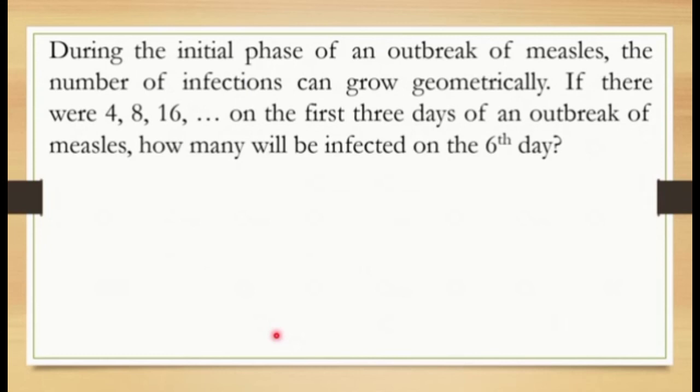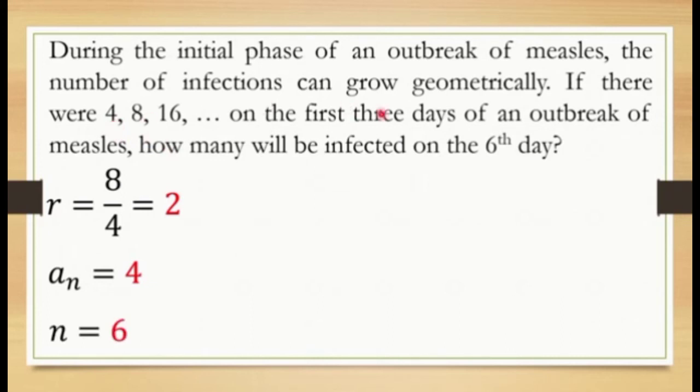Okay. I have here one problem wherein we can apply the geometric sequence. During the initial phase of an outbreak of measles, the number of infections can grow geometrically. If there were 4, 8, 16 on the first 3 days of an outbreak of the measles, how many will be infected on the 6th day? Using the formula, first we identify the given. Our common ratio, 8 over 4, is 2. Our first term is 4. And our n is 6.